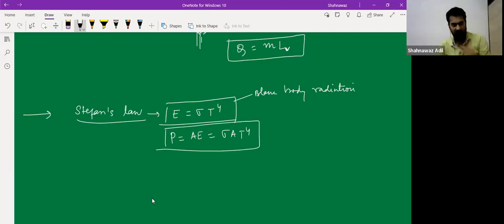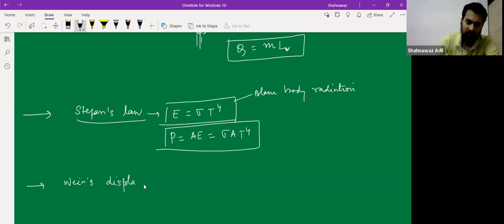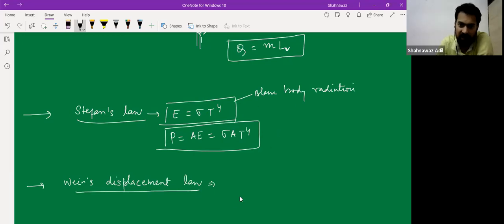And one more important thing is Wien's displacement law. I'm not proving anything here, but I'm writing it just so that you can remember it and solve problems, because they ask direct questions based on this. So what does Wien's displacement law say? That the maximum wavelength at which the body radiates is related to the temperature, so lambda max times the temperature is some constant. So this is Wien's displacement law.